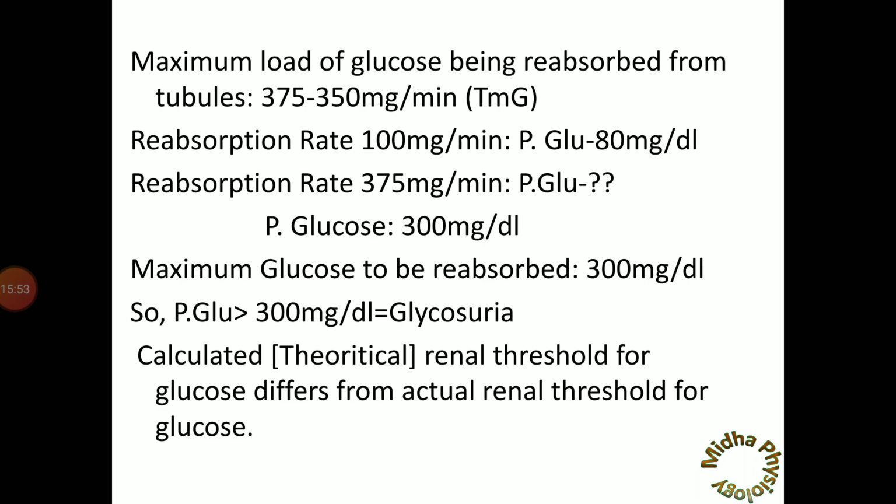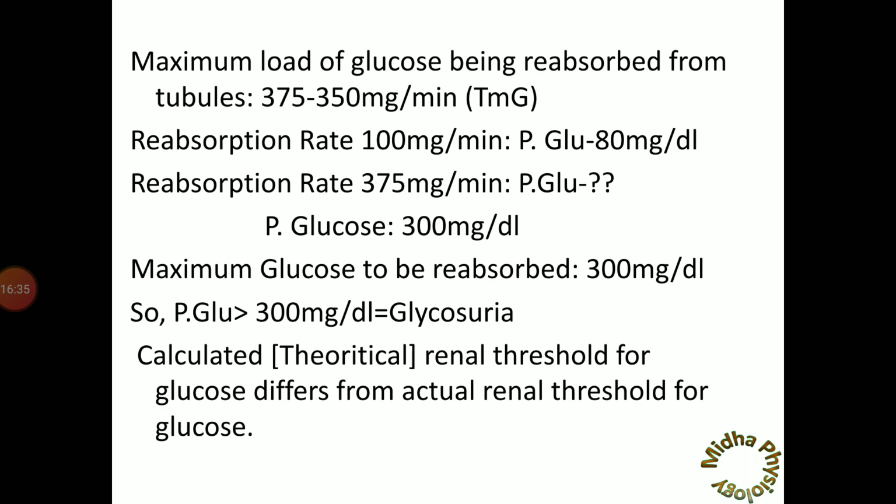Now what they have found is that the maximum amount of glucose which the renal tubule can reabsorb is around 375 milligram per minute in case of male and 350 milligram per minute in case of female. Okay, so this is the transport or the reabsorption maximum for the renal tubule for glucose. Now we have just calculated that when the reabsorption rate of glucose was 100 milligram per minute, the plasma glucose level was 80 milligram per deciliter. Now when the reabsorption rate is the maximum 375 milligram per minute, we can calculate how much the plasma glucose level can be.